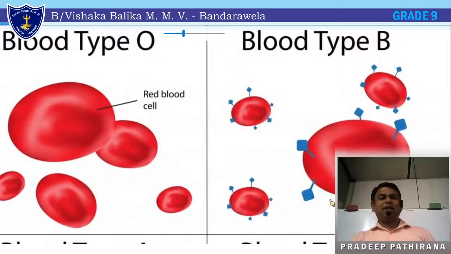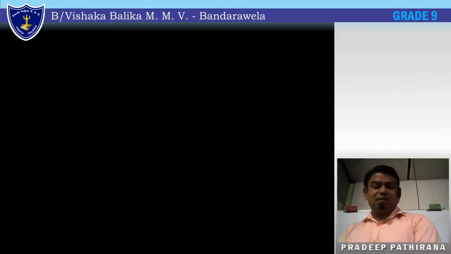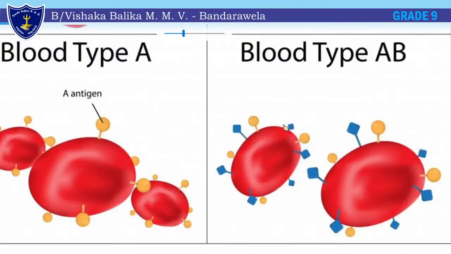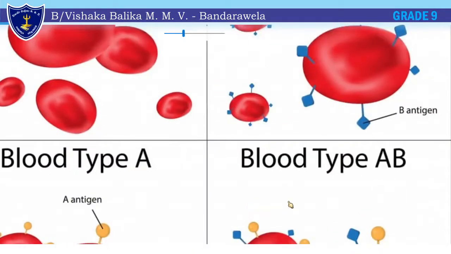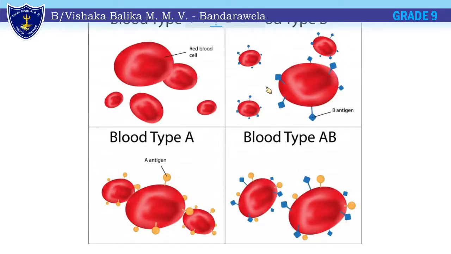What about AB? AB means we have both antigen types, right? Both antigen types are present in the AB blood group. If A is given to AB, no problem, because it already has that A component. If B is given to that, there is also no problem. Now let's consider the state of matching. How can we match those?